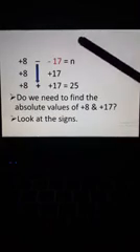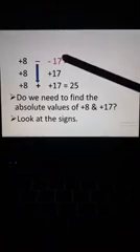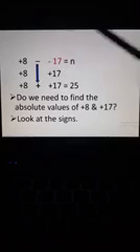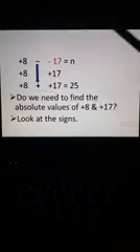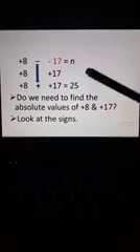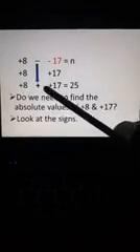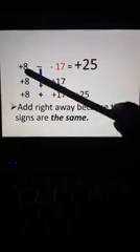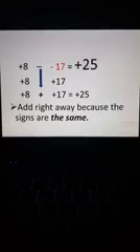Next, let's try positive 8 minus negative 17. So negative 17 becomes positive 17. And then we change subtraction to addition. And we proceed to positive 8 plus positive 17. The answer is 25. We proceed to adding them right away because their signs are the same. So positive 8 minus negative 17 equals positive 25.